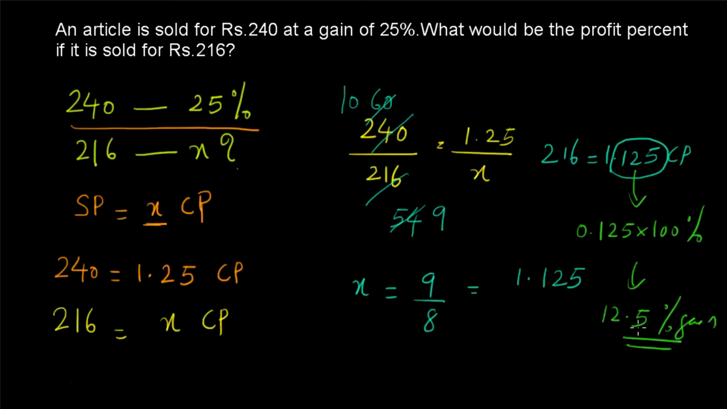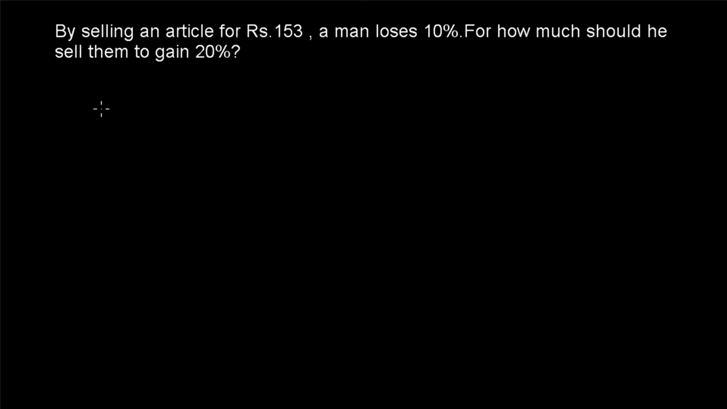So let's go to example number 2. By selling an article for rupees 153, a man loses 10%. For how much should he sell it to gain 20%? The same method we can use here. It is given that when he sells for 153, he is losing 10%. This is a loss, minus 10%. And what should be the selling price so that he will be able to gain 20%?